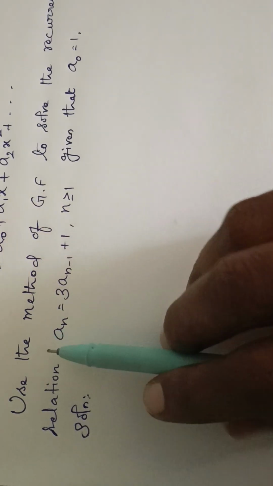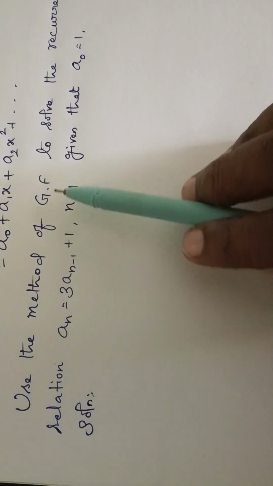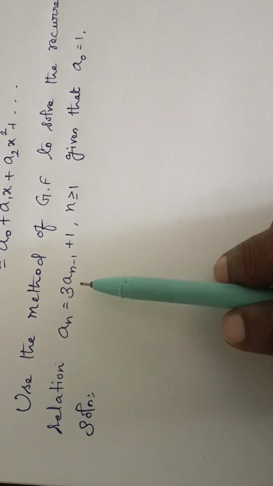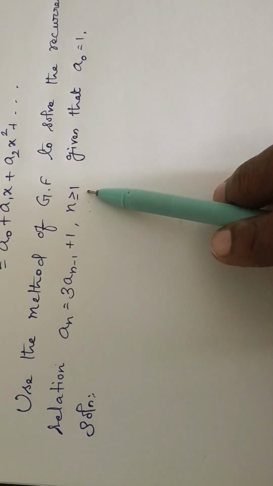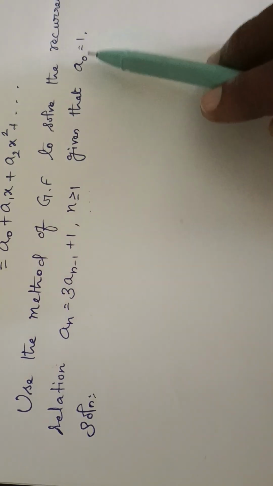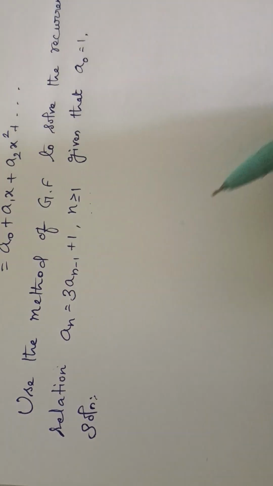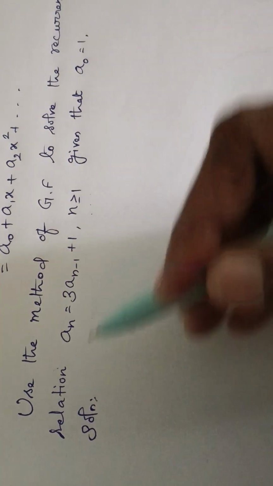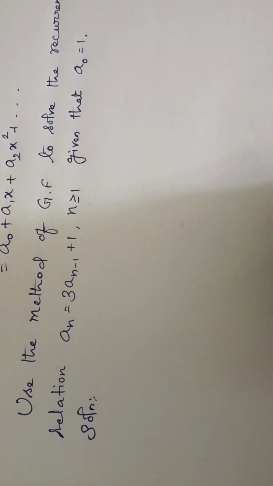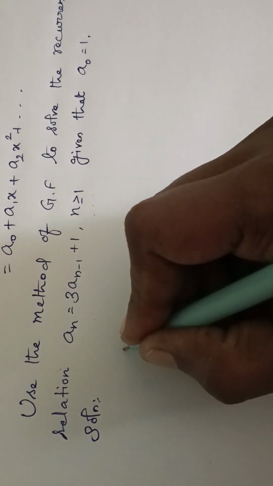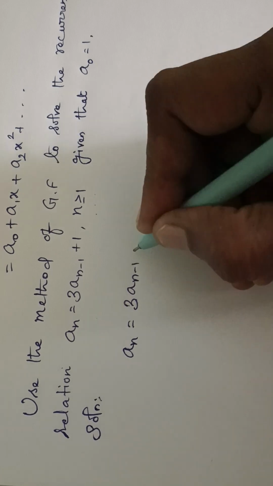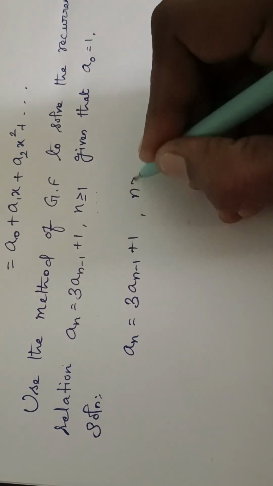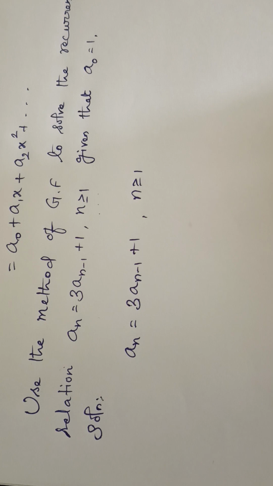See the example. Use the method of generating function to solve the recurrence relation a n is equal to 3 a n minus 1 plus 1, where n is greater than or equal to 1, given that a naught value 1 is given. So using the generating function method, the given function is a n is equal to 3 a n minus 1 plus 1, with n starting from 1.